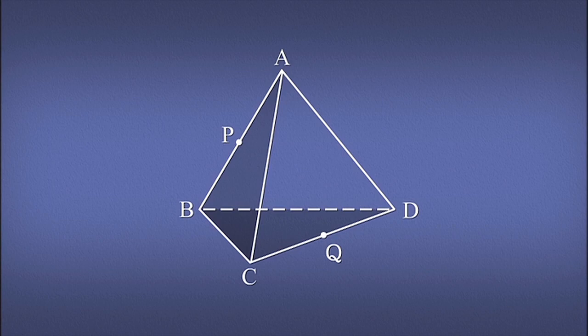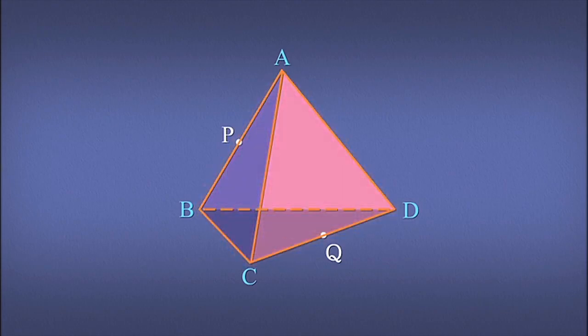This regular tetrahedron is formed by triangle ABC, triangle ABD, triangle ACD, and triangle BCD. They are all equilateral triangles. The 6 sides of this regular tetrahedron are all equal.